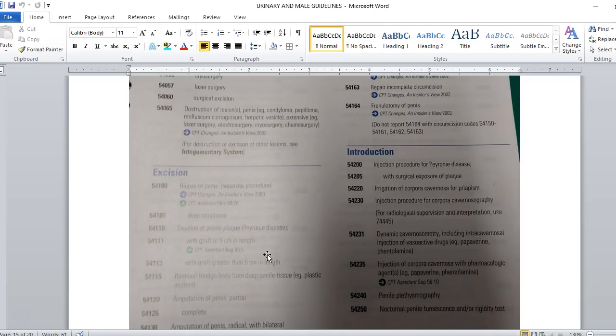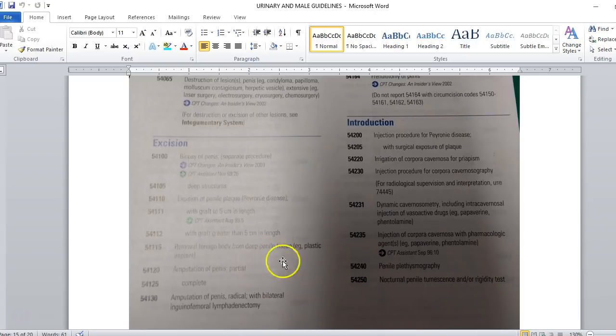This is something we don't really understand how it happens, but some men, as they get older, start getting a fat plaque buildup, usually on the top of their penis. And what happens is it can lead to a curvature of the penis, which can be very painful. So what they do is go in and actually excise it. So we can excise it, or as we're going to see over here under the injection, we can do an injection as well. We also can remove a foreign body, and for very extensive cancer and accidents and injuries, amputation of the penis, either partial or radical.